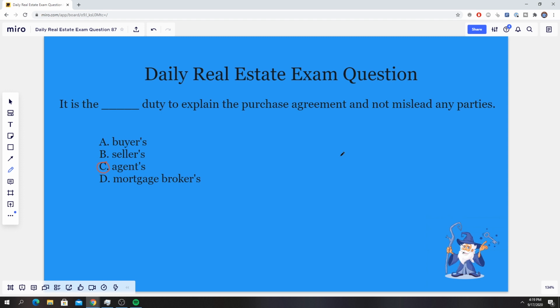So again, it's just a super important concept to understand when you become a real estate agent. If you guys plan on practicing and using your license and joining a brokerage, all that good stuff, when you're dealing with these purchase agreements, you need to thoroughly explain to your clients, your buyer or seller, no matter what the circumstance is, that it's legally binding as soon as it becomes signed. And again, you do not want to mislead any parties.